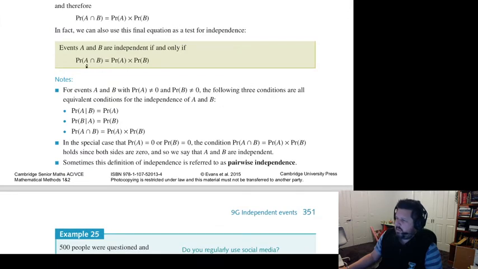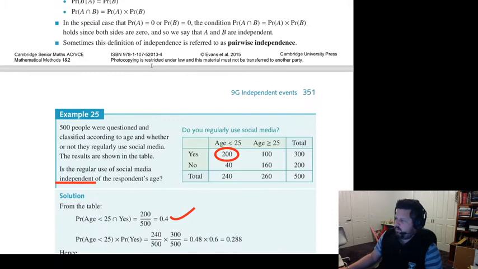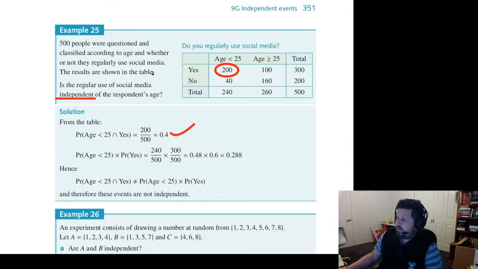the intersection of those two should be the same as the probability of one of the events multiplied by the probability of the other event. So let's see. First of all, we've got the probability of age less than 25. We're going to multiply that by the probability of yes. So probability of age being less than 25. Here you've got age less than 25 was 240 out of the 500 respondents. That is the probability that their age was less than 25.